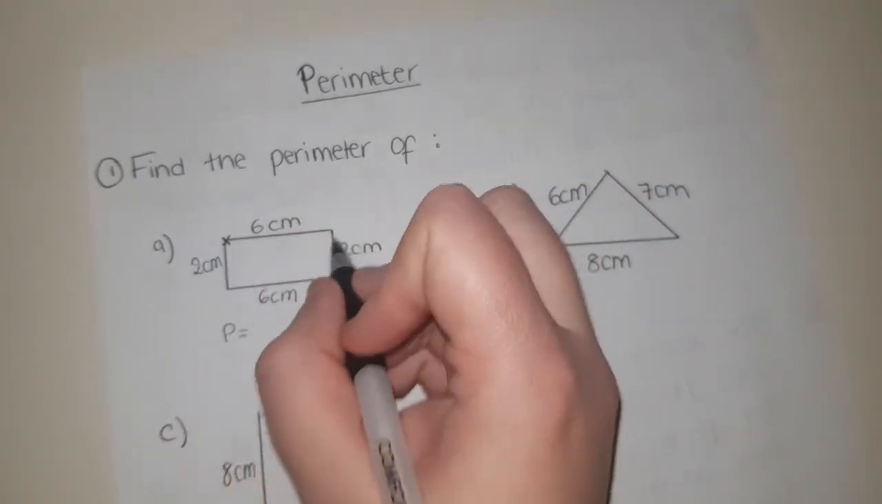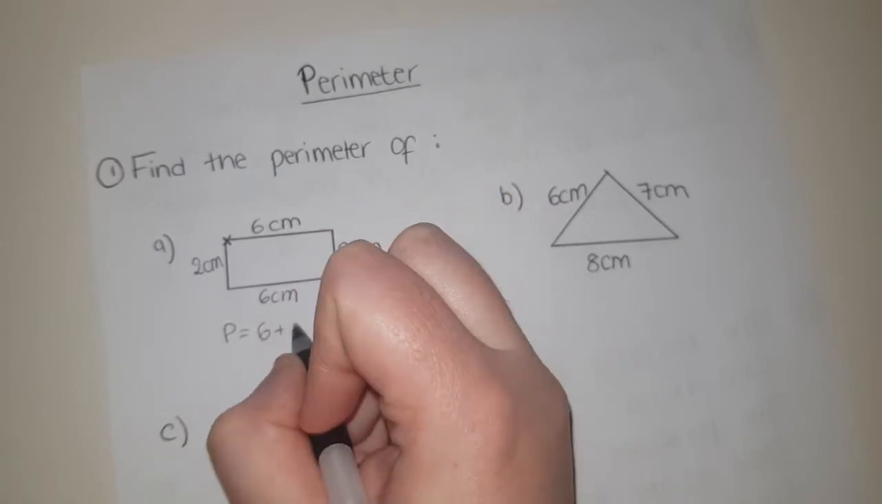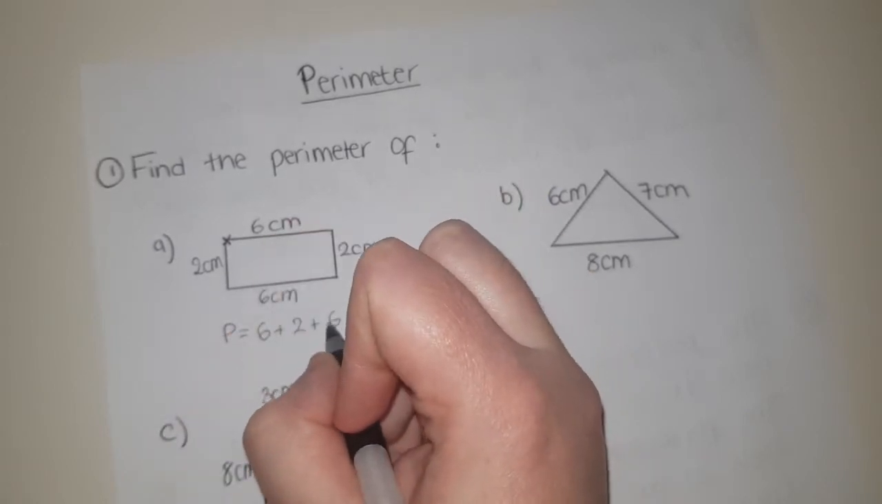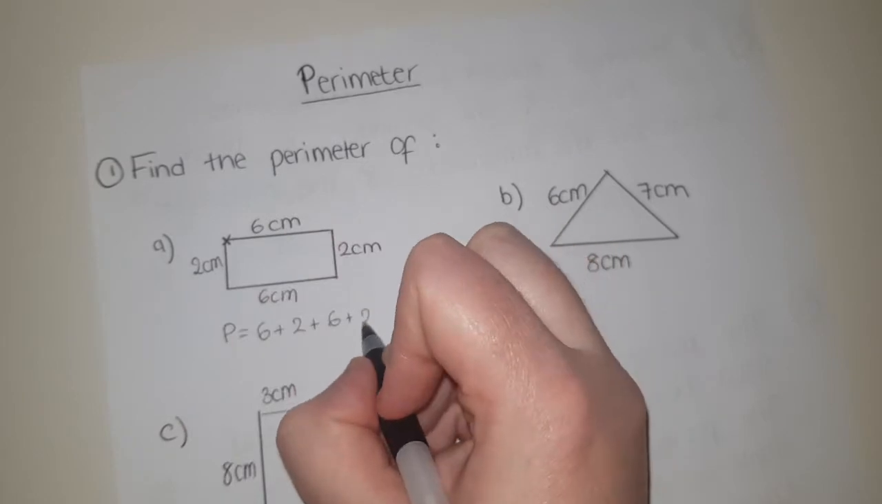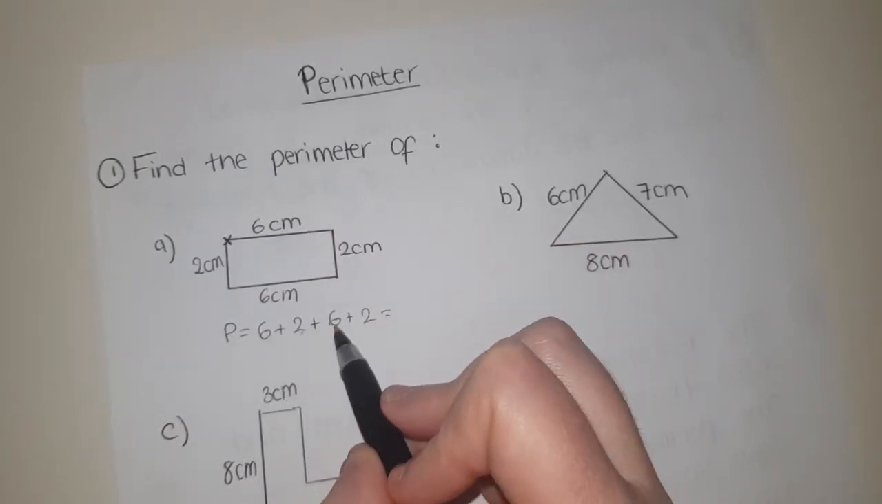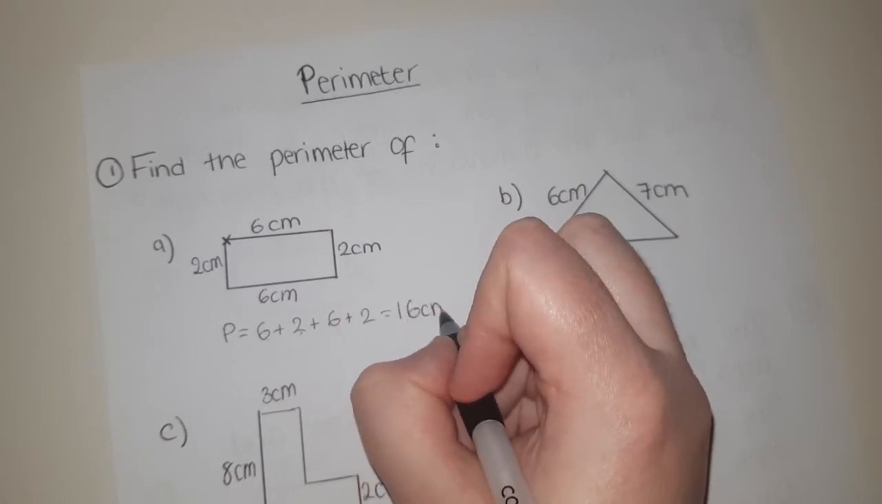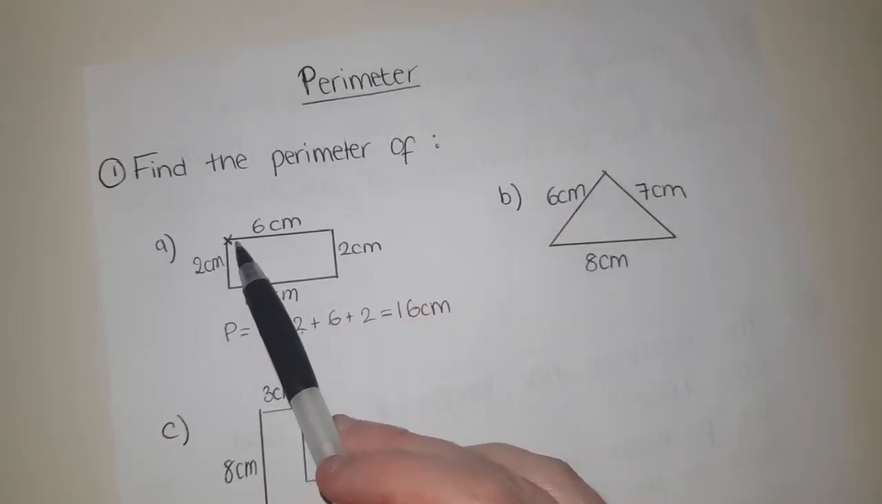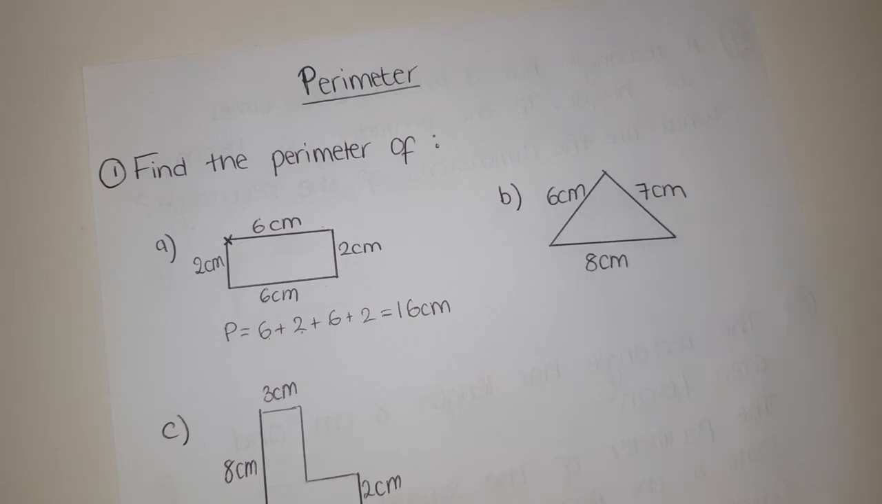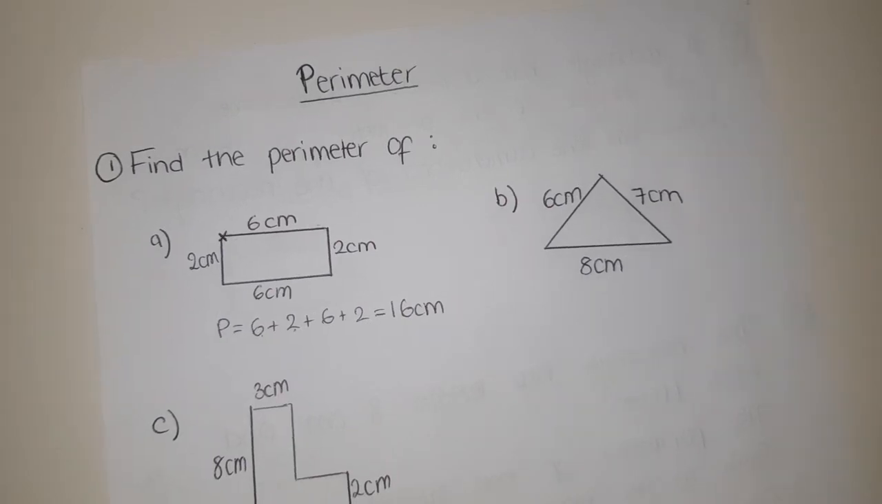So you've got 6 across the top, 2 down the side, 6 across the bottom, and 2 back on the side. I've got 6, 8, 14, 16, so it's 16, and it's just centimeters because it is just a length around the outside. Okay, hopefully very straightforward.